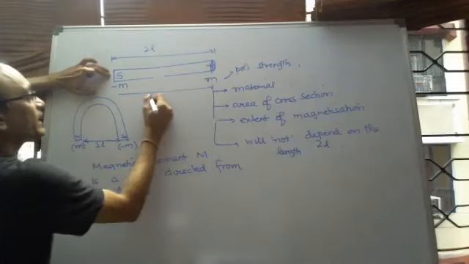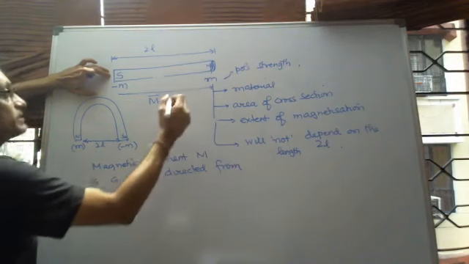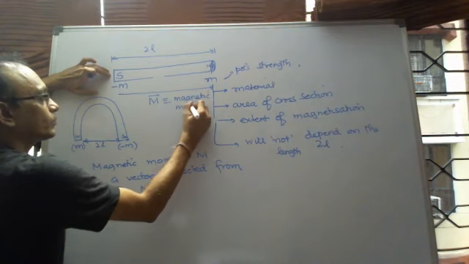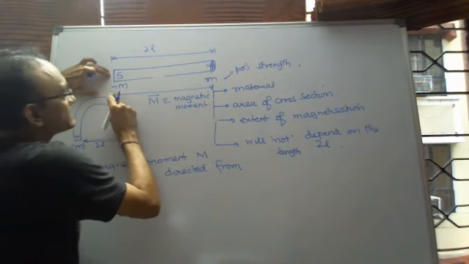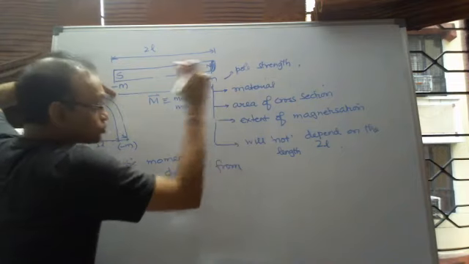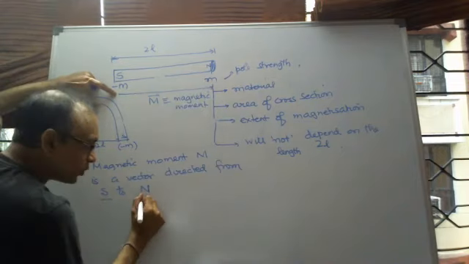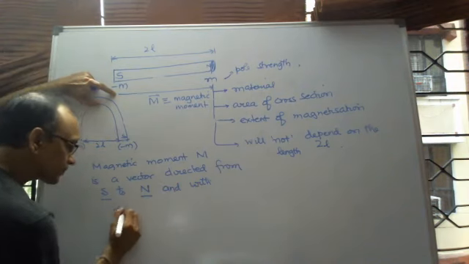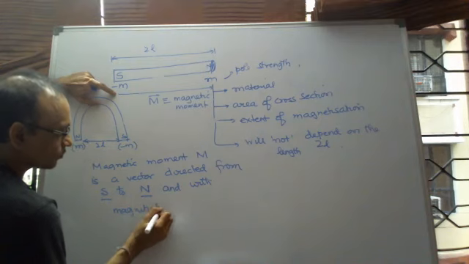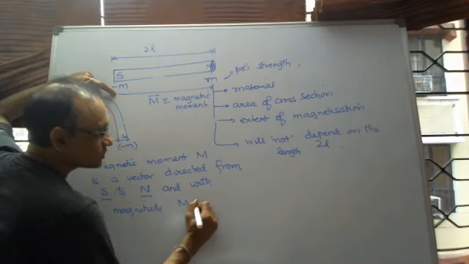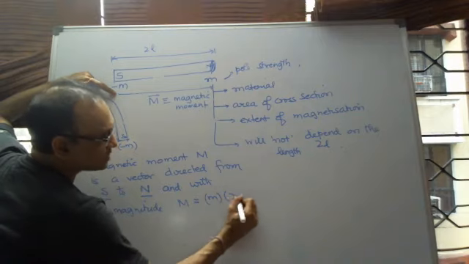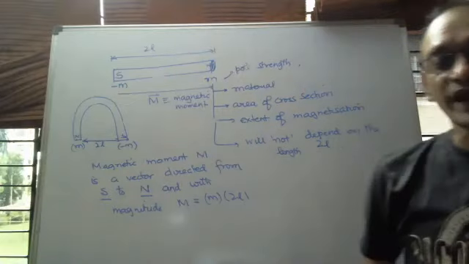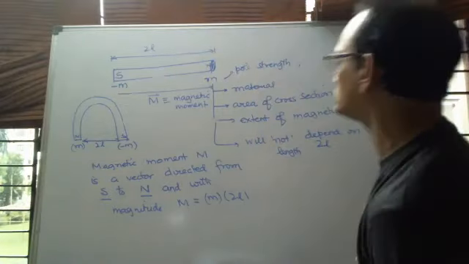Magnetic capital M is the magnetic moment of this magnet. The magnetic moment of this magnet is a vector whose direction is from the south pole to the north pole, and with magnitude M equal to pole strength into 2L. Pole strength into the length. Right?